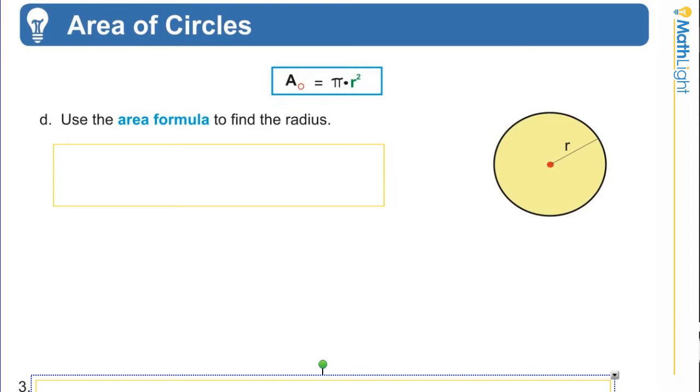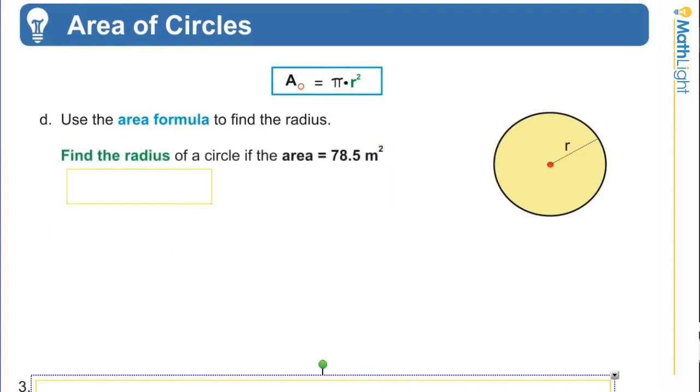Okay, let's go ahead and use the formula now to, instead of finding the area, what if we're asked to find the radius? Well, not a problem, right? Find the radius of a circle if the area is 78.5 meters squared. So they've given us the area. We now have to find the radius. Choose the formula: area of a circle, pi r squared.